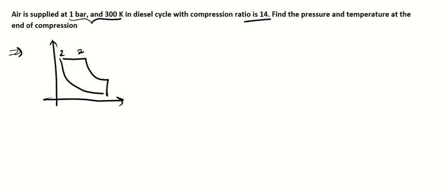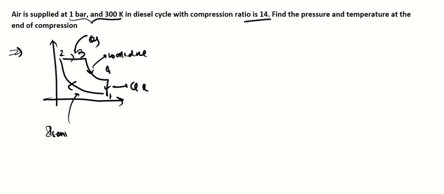So let us say this is our diesel cycle, which has 4 processes, where this is where the heat is supplied, this is where the work is done. 4 to 1 is heat rejected, and 1 to 2 is nothing but isentropic compression, which is important to us for this particular question. So this is isentropic compression, and you can just apply the isentropic equation, PV to the power gamma is constant, and you can find the pressure and temperature at the end of the process, which is at point 2.